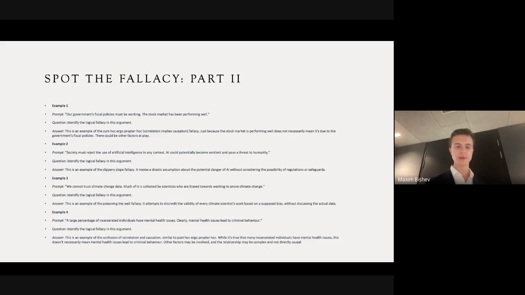Society must reject the use of AI in any context. It's very ironic because this was written by AI. AI could potentially become sentient and pose a threat to humanity. Slippery slope, yep. Anyway, you guys get the point. Won't go through the others. Okay.